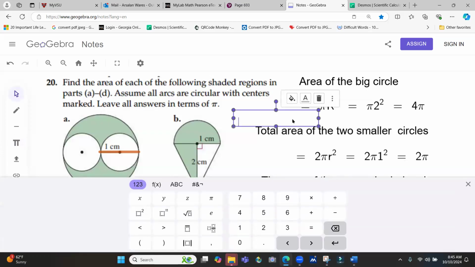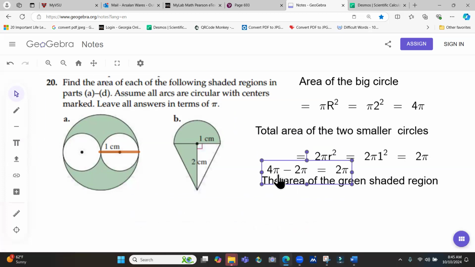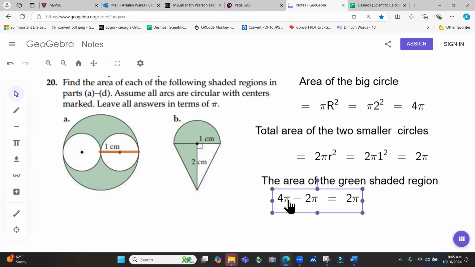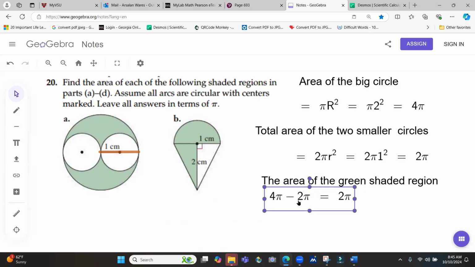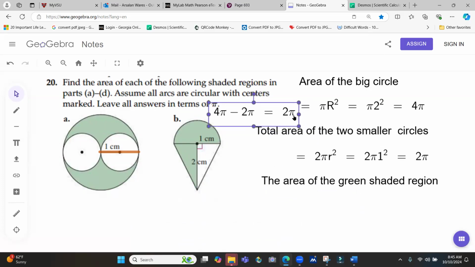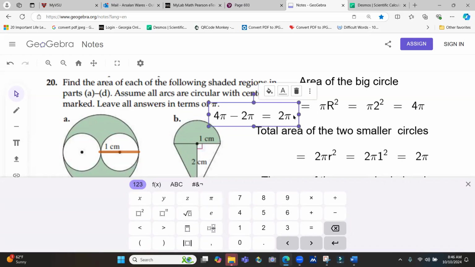Do it here. I'll pull it down. 4 pi minus 2 pi is equal to 2 pi. Now, that's my answer. My unit will be centimeters squared. Let's put it right here. Unit will be centimeters squared.